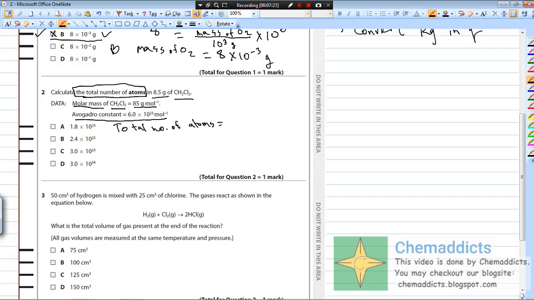Total number of atoms is equal to the number of moles multiplied by Avogadro's constant. Okay. So here we're going to use this formula simply.